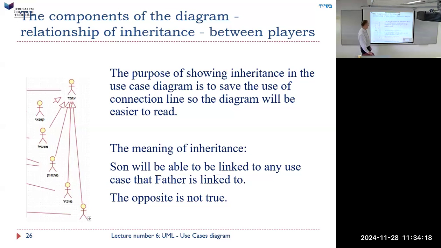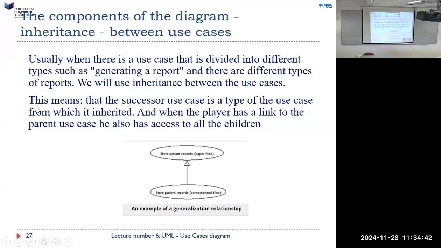The meaning of inheritance: the son will be able to be linked to any use case that the father is linked to. The opposite is not true. Right, that's kind of obvious. The father can't, well, right. It could be the cashier can do things that not every worker can do. So the worker can't do it, but the cashier can.